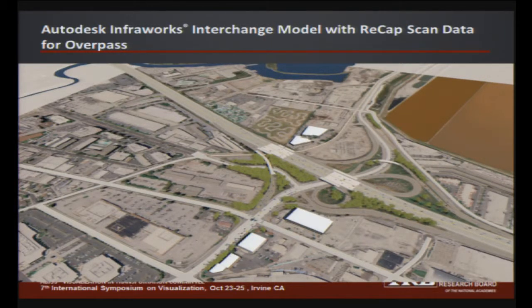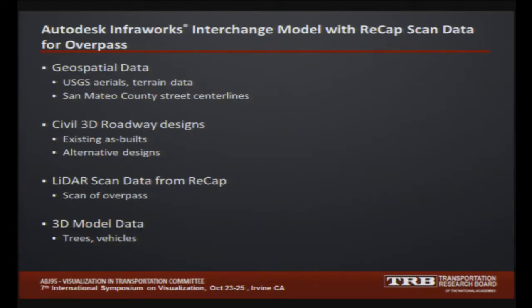This is another project where we tried a smaller scale project. Same kind of workflow. We got a local aerial, we got a terrain model, and then we built some of the civil structures in AutoCAD Civil 3D. So here we've got USGS aerials, terrain data. We had some data from the County of San Mateo.